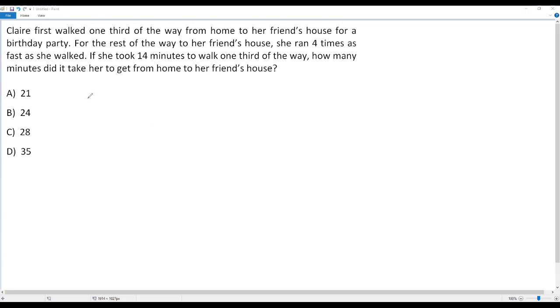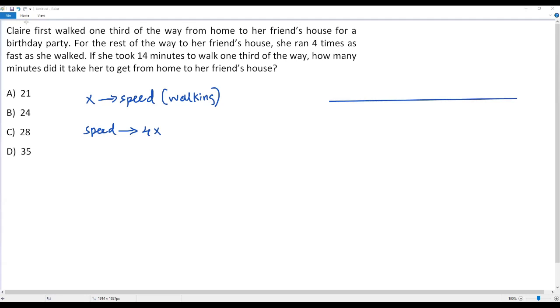Okay, so let me assume x as the speed when she walks. So the speed x represents the speed in walking. And what is the speed in running? The question clearly says she ran 4 times as fast as she walked. Then the speed when she is running is going to be 4 times the speed of walking, that is 4x.